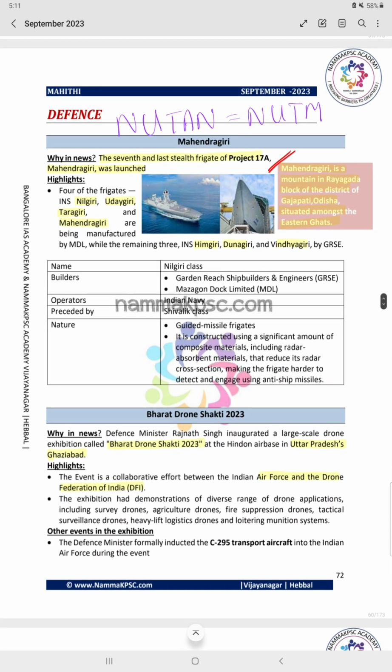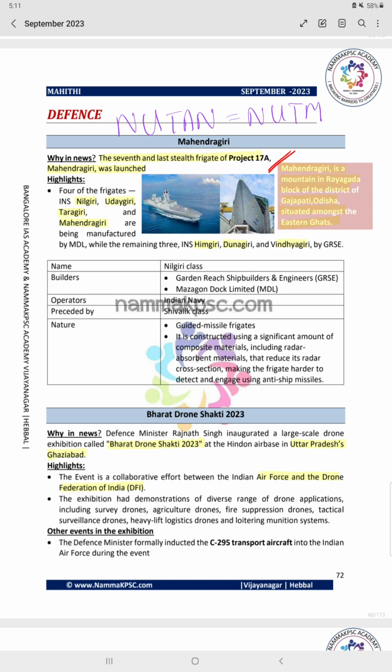Then we have Mahendragiri in the news. This is the seventh and last stealth frigate of Project 17A. The four frigates of this class are Nilgiri, Udaygiri, Taragiri, and Mahendragiri. To remember this, just remember NUTM, N-U-T-M. N stands for Nilgiri, U stands for Udaygiri, T stands for Taragiri, M stands for Mahendragiri. If you don't remember this, just observe them. All of them are the names of mountains.